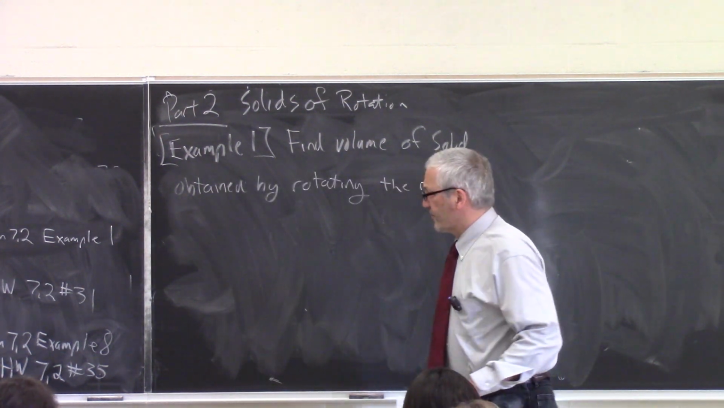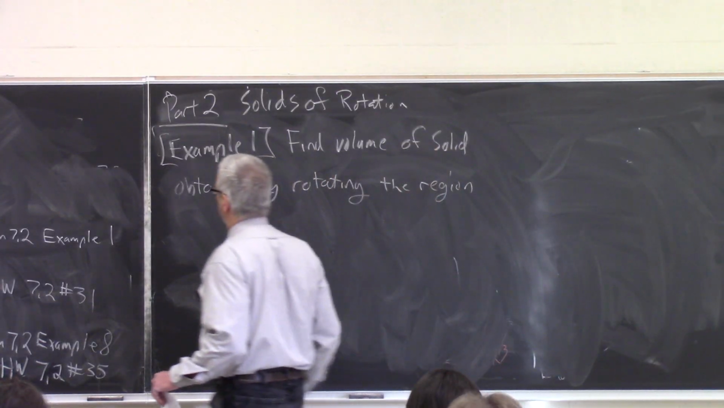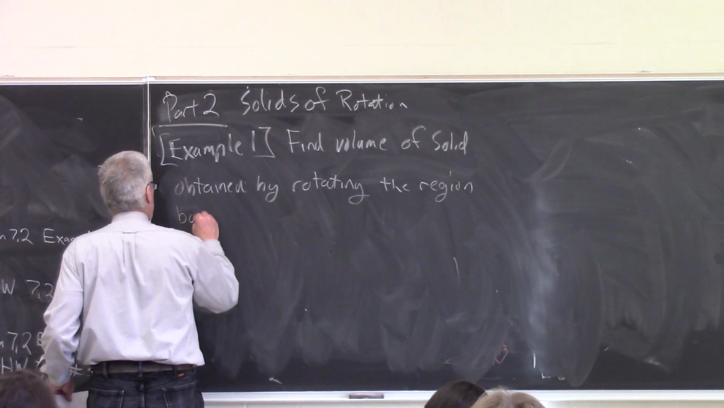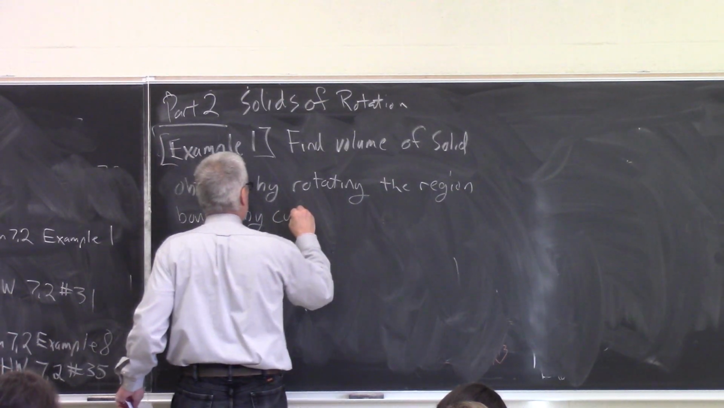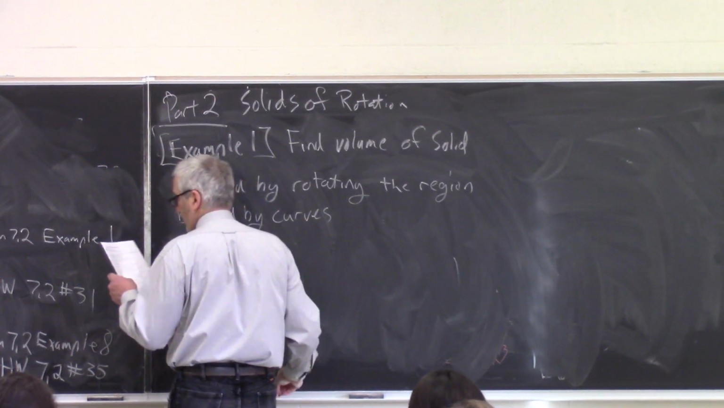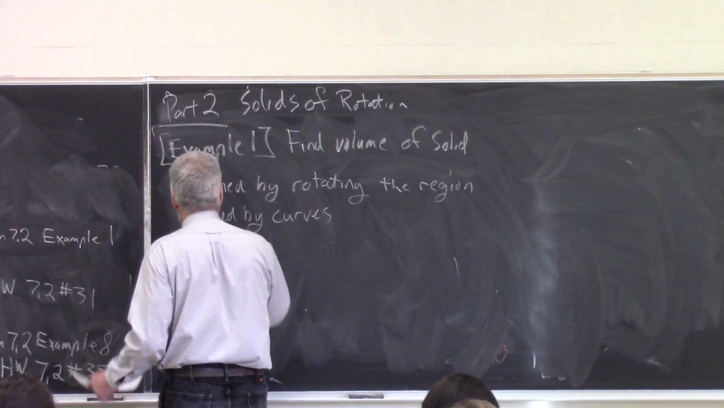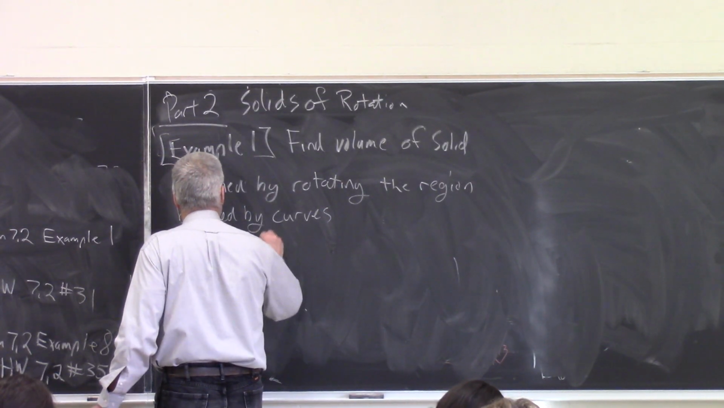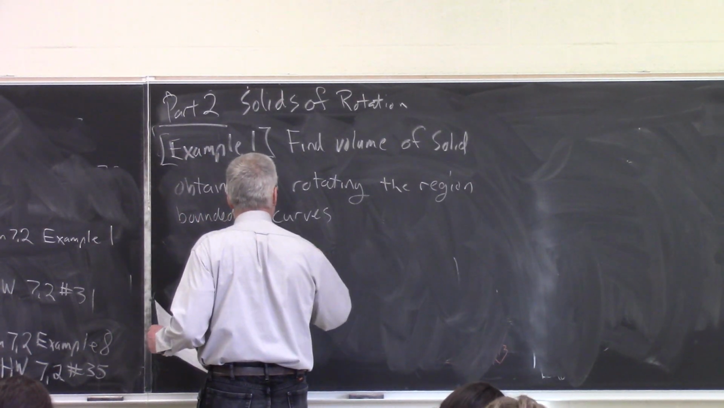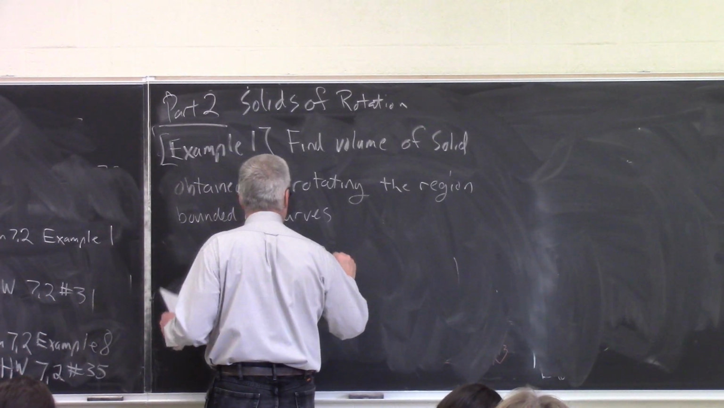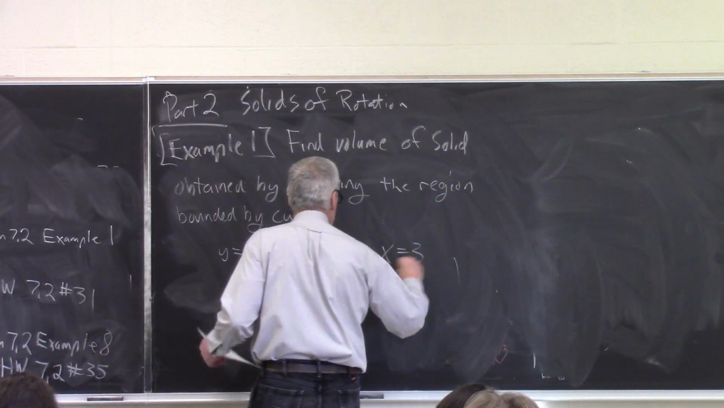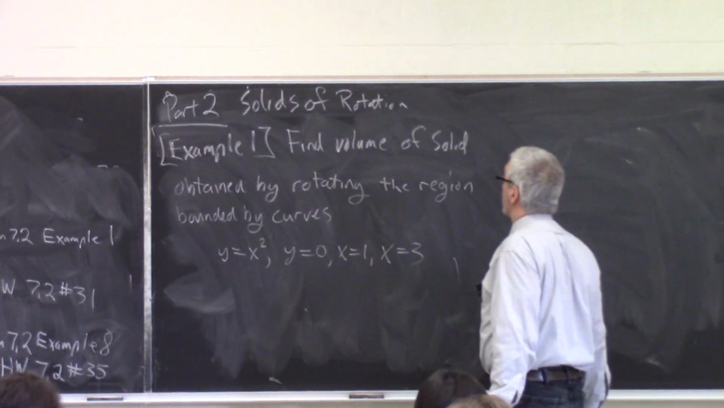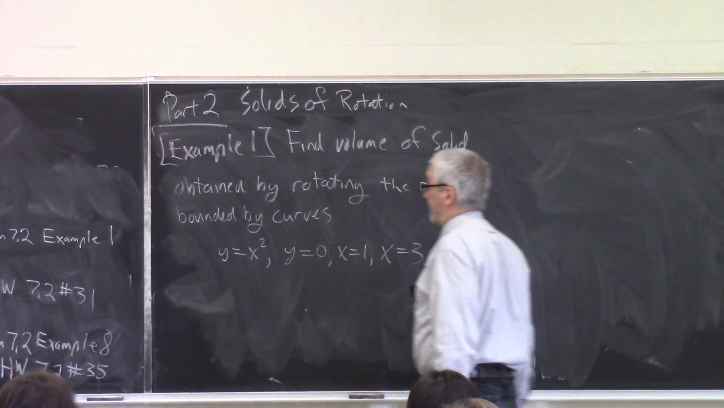So I have to describe the region. The region is bounded by the curves. So I have to give you a list of curves. y equals x squared, y equals 0, x equals 1, x equals 3, by rotating that region around the x-axis.